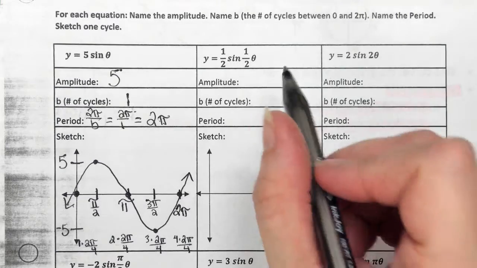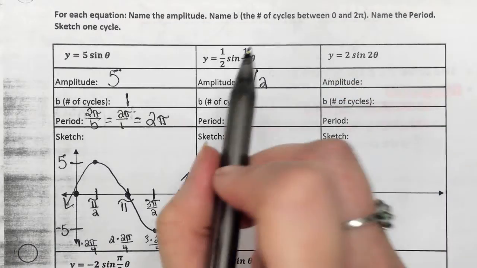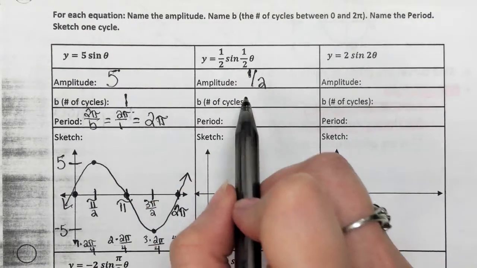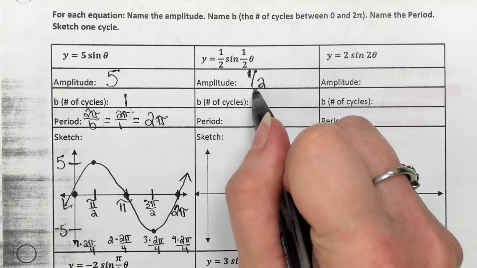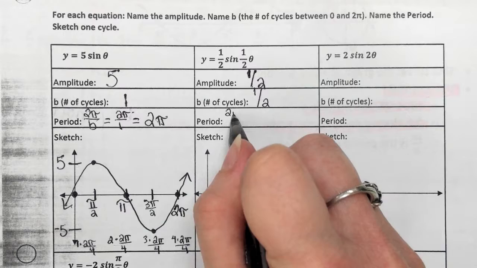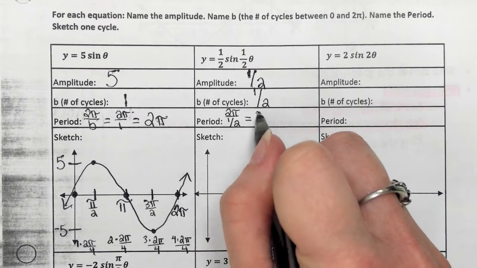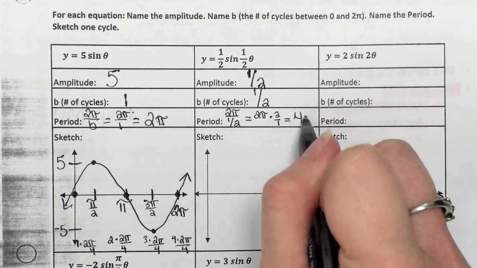I'm helping. Okay, what's the amplitude on this one? It's 1/2. Very good. How'd you get that? It's always the front number, okay? The front number is 1/2. B is the number of cycles, which is always in front of theta. Perfect. And the period is 2 pi over B, which is 1/2. Keep change flip. Very good.